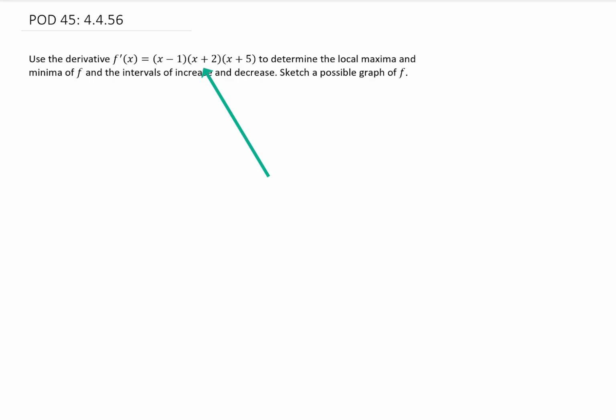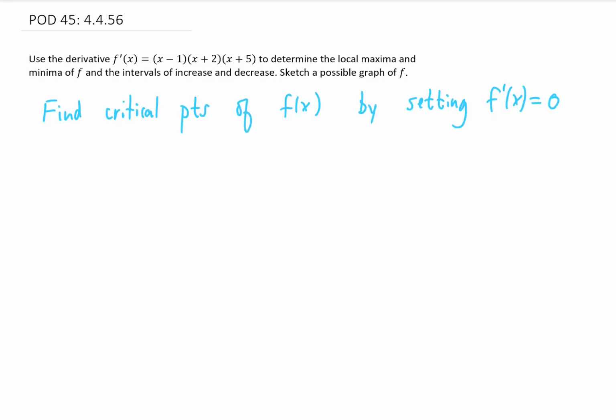Also notice that our first derivative is given to us in a factored form, which is great, because we want to find the critical points of our function, and we find critical points of a function by setting its derivative equal to 0 or asking where the first derivative does not exist. And since this first derivative exists everywhere, we'll just set it equal to 0. And solving an equation that's factored and set equal to 0 is fairly straightforward.